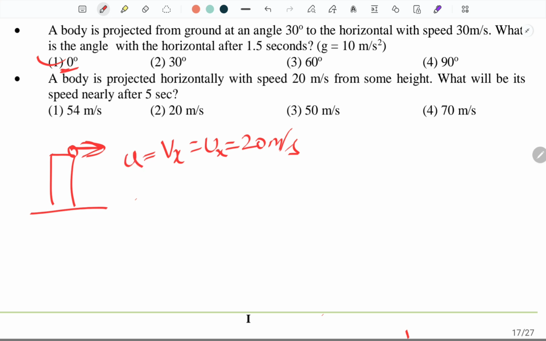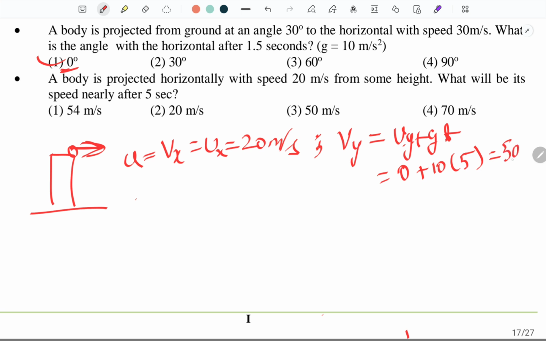Throughout the journey, this does not change. The horizontal component does not change. So Vx, u or ux are all 20, from some height. That's what he has given. What about Vy? Vy becomes uy plus gt. V equals u plus at applied. Uy is initially 0 plus gt, which is 10 into 5. What are we getting? 50.